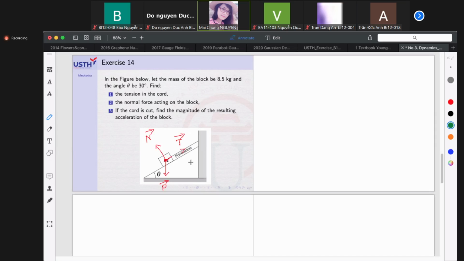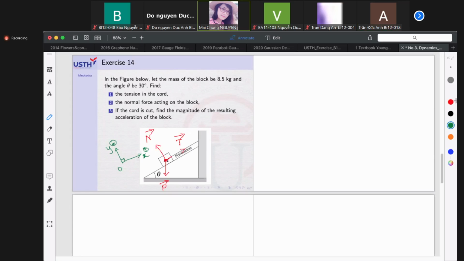If we consider the inclined plane in the normal way, we often choose the system of axes OX and OY like this. OX is along the direction of the plane, and the second axis, OY, is perpendicular to the plane, that means perpendicular to OX. Okay, we have the positive direction here and here.